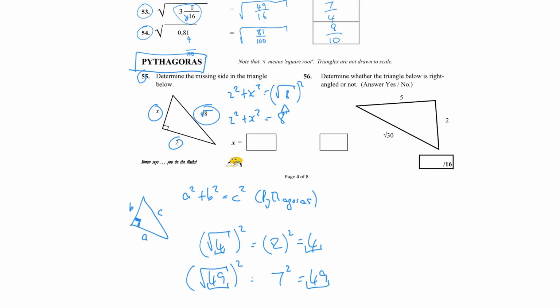Now, if we subtract, and in fact, let's just simplify this quickly. This 2 squared we can write as 4, because we know 2 squared is 4. So let's subtract 4 from each side of our equation, and we've got 4 minus 4 gives us 0, so we just got x squared on the left. On the right hand side, 8 minus 4 gives us 4. x squared equals 4, x equals 2. In other words, if you square 2, you get 4. So that will work for question 55.